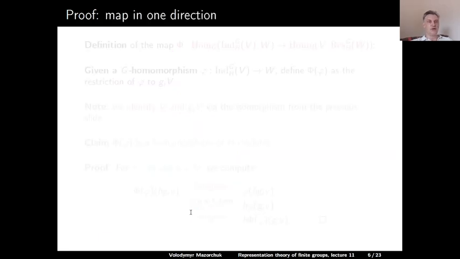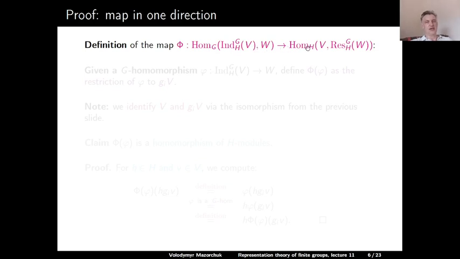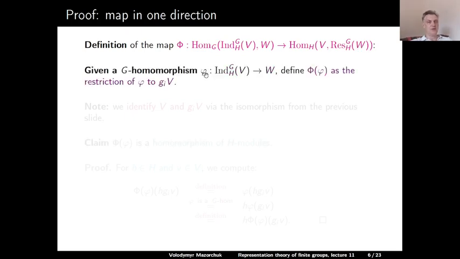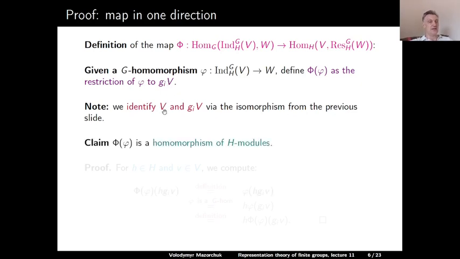In the next step of the proof, we construct the map in one direction. So now we construct a map capital Phi from G homomorphisms from induced V to W to H homomorphisms from V to the restriction of W. So given a G homomorphism little phi from the induced module, induction from H to G of V, to W, let us define the map capital Phi of little phi as a restriction of little phi to this subspace g_i V. We can identify V and g_i V as H modules according to how it was done on the previous slide. And we claim that this restriction is actually a homomorphism of H modules.